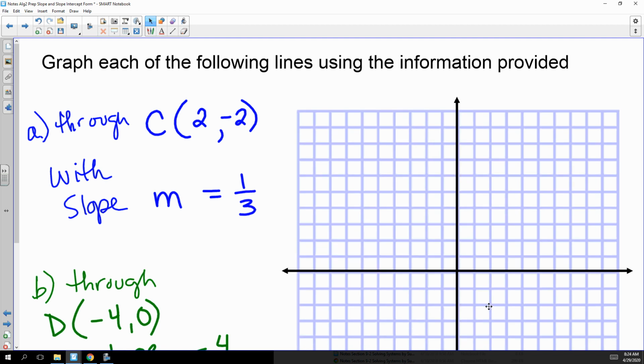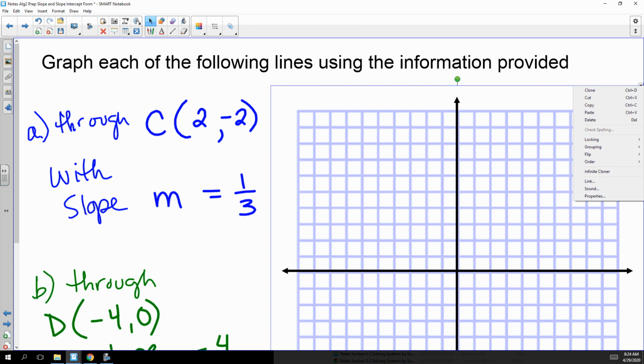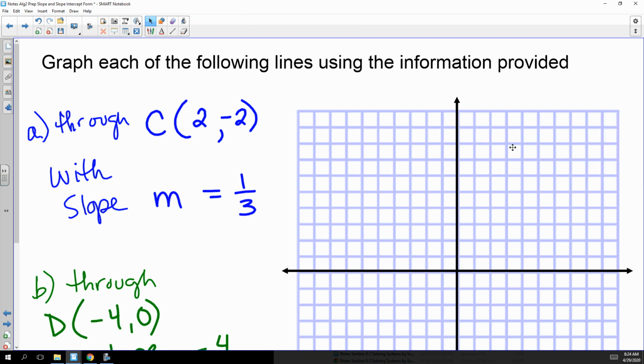Oh, I don't want that to move. So to get that to not move, we're just going to lock it down a little bit. There we go. And then we can do what we need to do. All right, 2 to the right and 2 down. So this should be the point C right here.